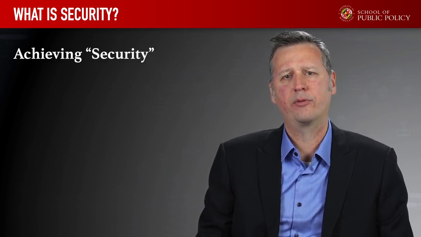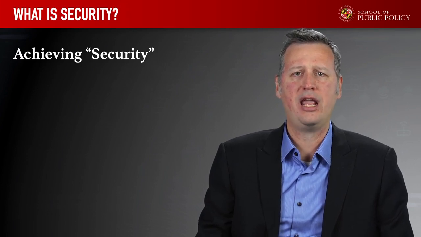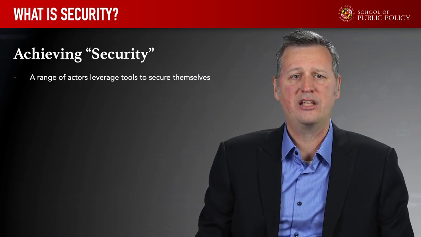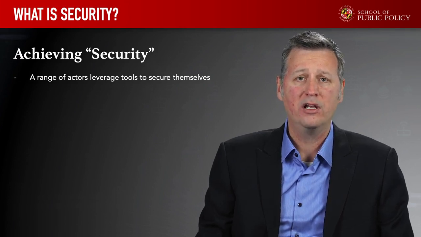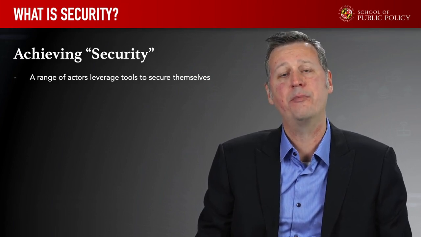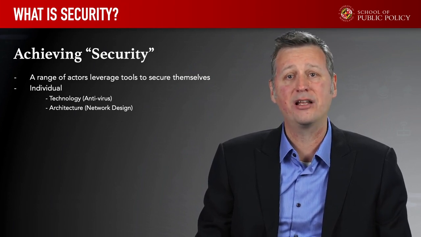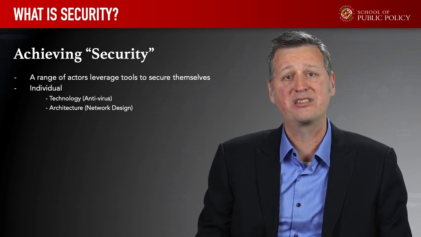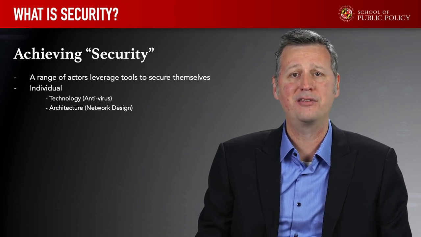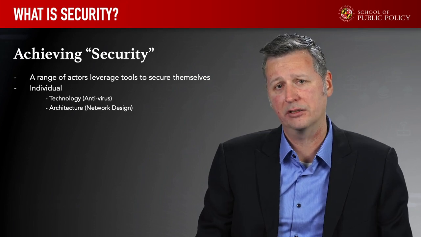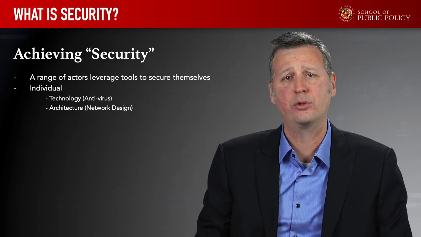So what do we mean by achieving security? Well, security comes from a variety of different perspectives. You can achieve security at a variety of different levels, whether it's for an individual, for a corporation, or even for a nation state. These range of what we call actors leverage a variety of tools. Some of them might be technical, some of them might be process-based, to secure themselves, to make them more free from danger or threat. If you're an individual, you might use technology like antivirus. Many of you are quite familiar with this type of technology, where you're constantly looking for the latest threats that might have entered onto your device. You might use an architecture change, changing how your network is structured and built in order to better protect yourself. You do that at an individual level, at your home network.